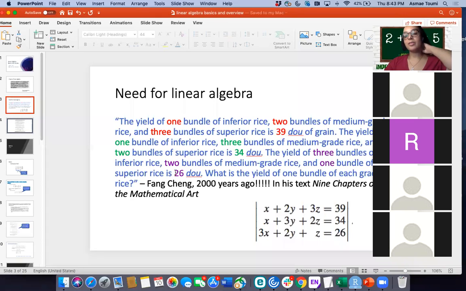So although the motivating example here is old, this is still really relevant. You can construct systems of linear equations for lots and lots of problems, including what we might be doing regularly every day.